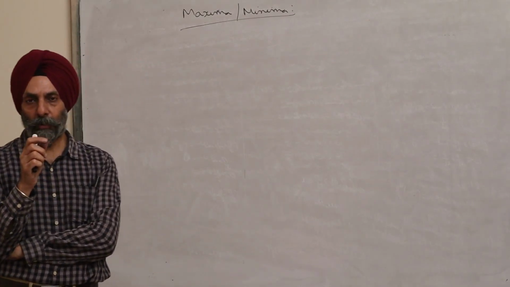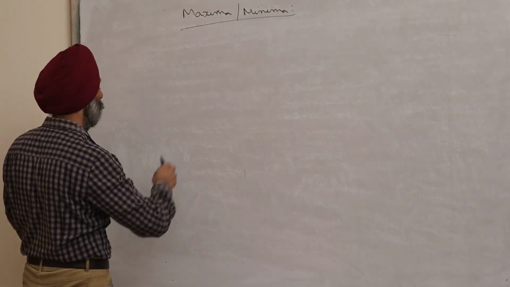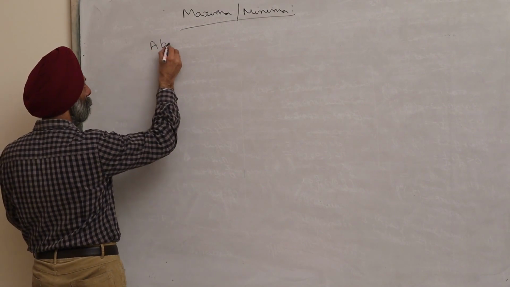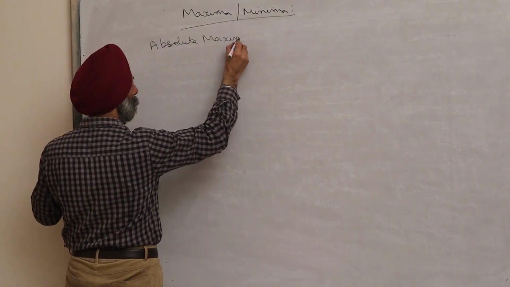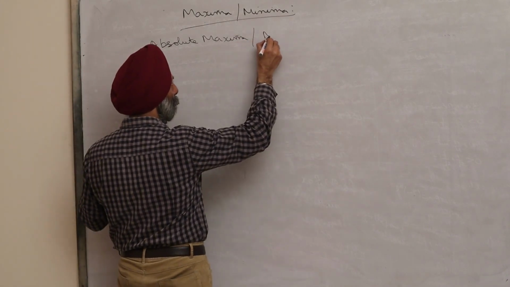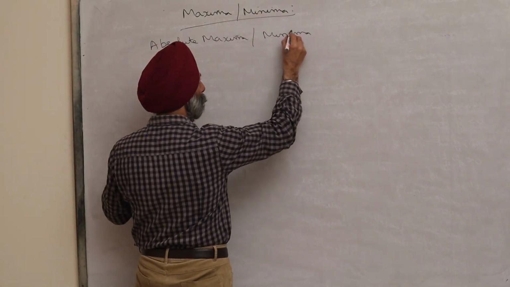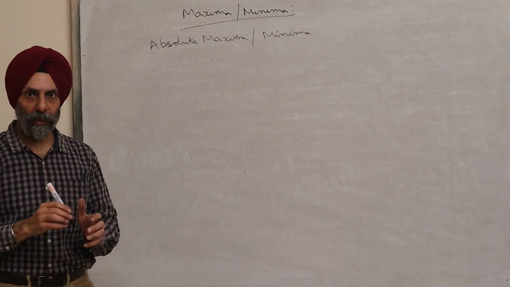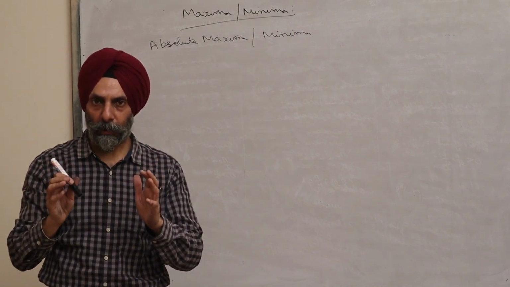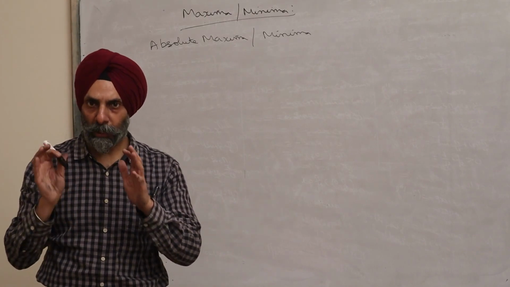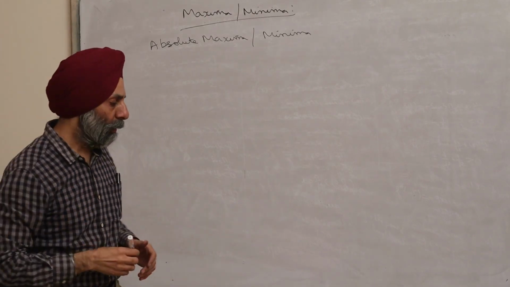Now next is absolute maxima and absolute minima. Absolute maxima and absolute minima imply the greatest and the least value of the function in the interval. That is, the greatest possible value and the least possible value of the function in the interval.